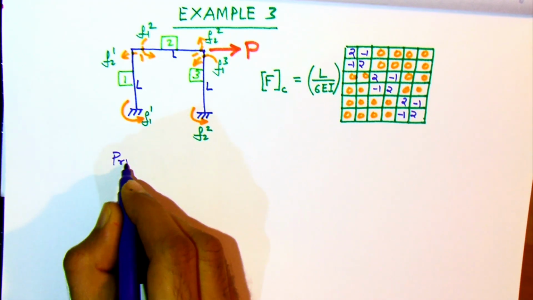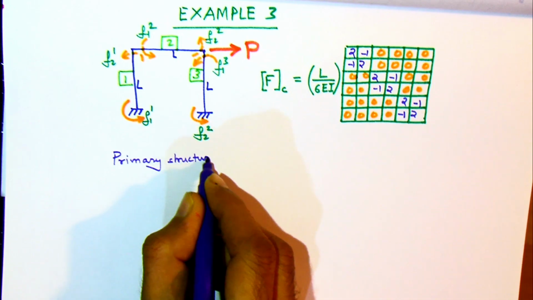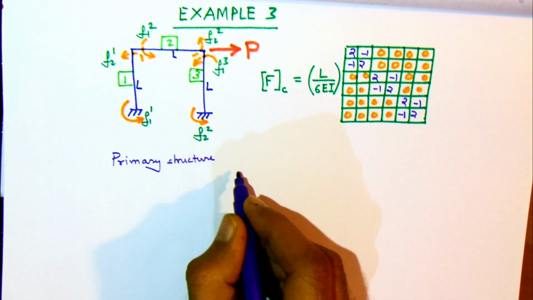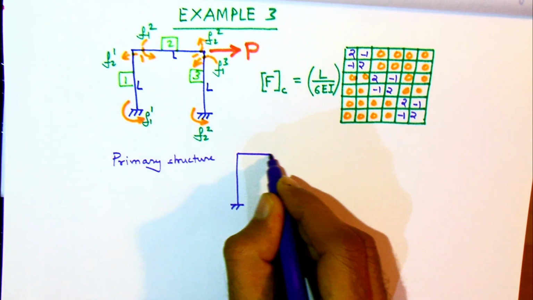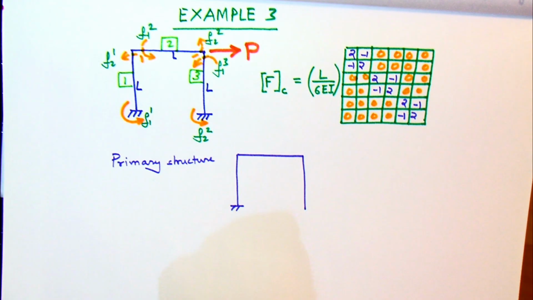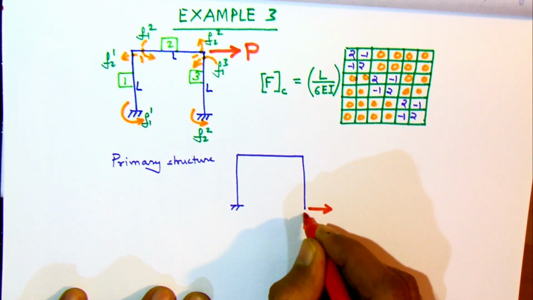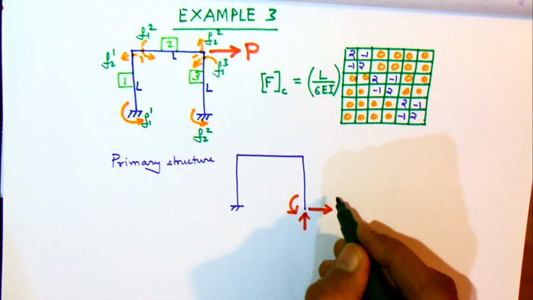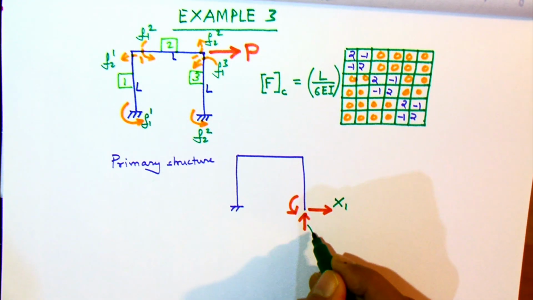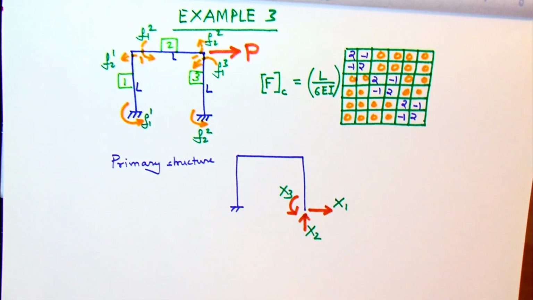As the next step, we have to convert the structure into a primary structure. So since this structure has degree of indeterminacy equal to 3, we have to choose 3 redundants. So here we are choosing the 3 redundants as the reactions at the right support. Now the choice of the redundants is dependent on the person who is solving. Different persons may choose different redundants, but finally a stable structure should result.